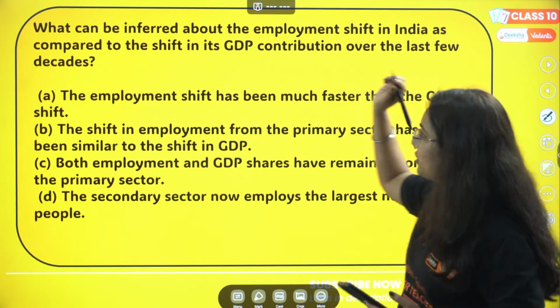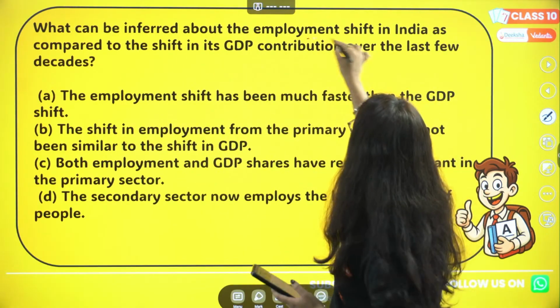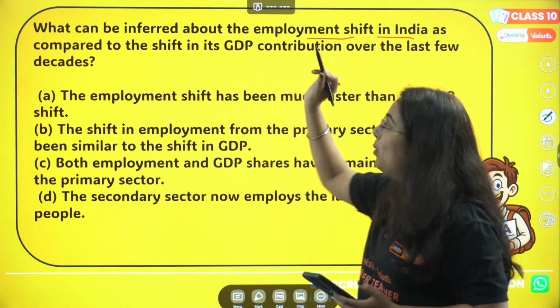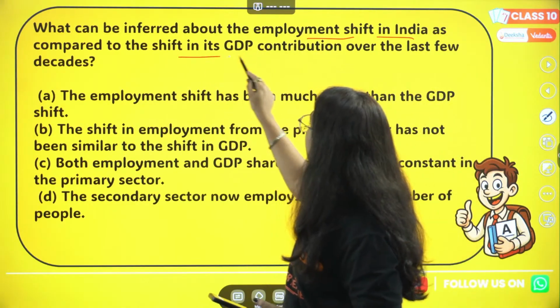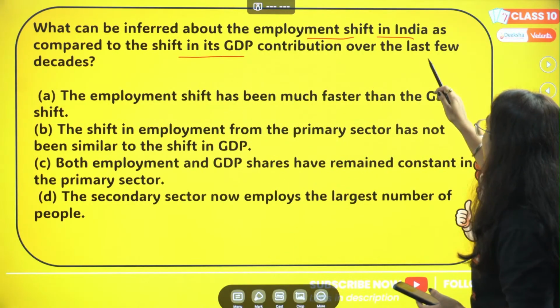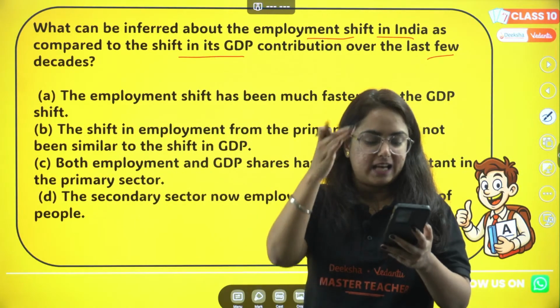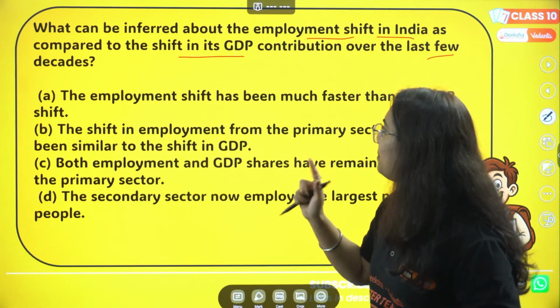And the question we need to do next is: what can be inferred about the employment shift in India, as I was talking about right now, as compared to the shift in its GDP contribution over the last few decades? Here we are talking about the last few decades. I missed that. The next question is this, otherwise I wouldn't have talked about it.